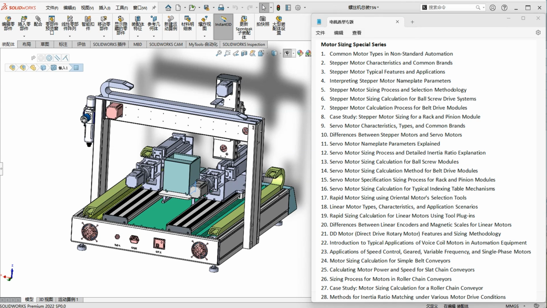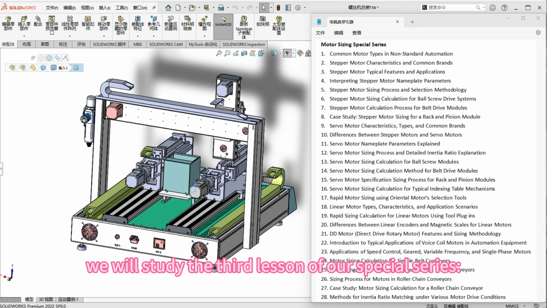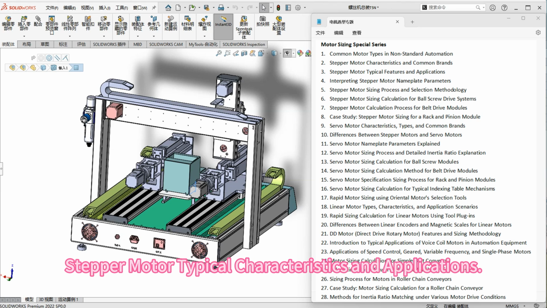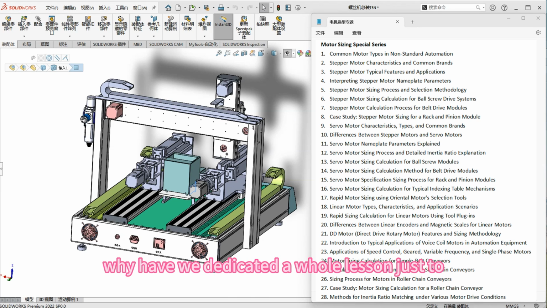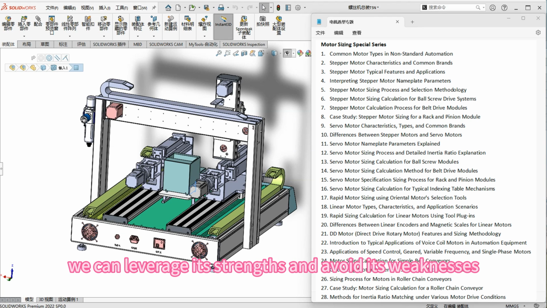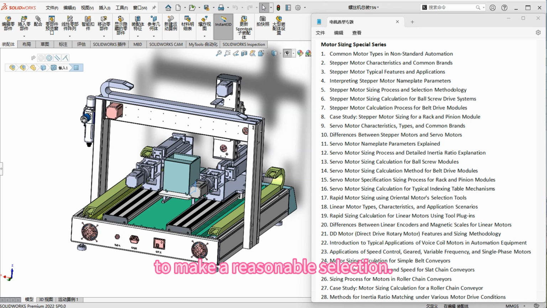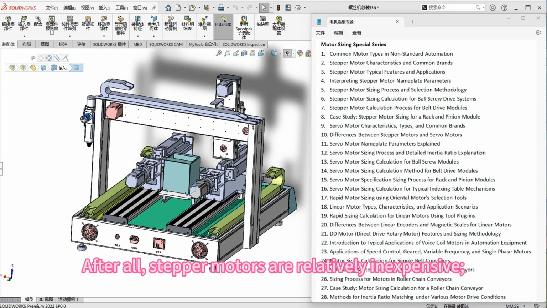I'm Bill. Today, we will study the third lesson of our special series, Stepper Motor Typical Characteristics and Applications. Why have we dedicated a whole lesson just to discussing typical characteristics and applications? Because this topic is extremely important. It directly relates to whether during later use, we can leverage its strengths and avoid its weaknesses to make a reasonable selection. After all, stepper motors are relatively inexpensive.